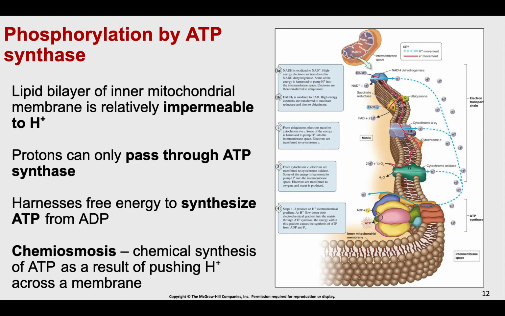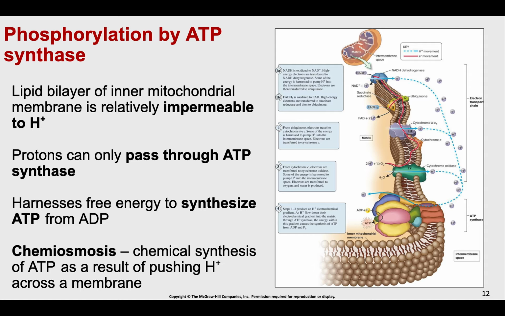In our inner mitochondrial membrane here, we have a lipid bilayer, no different than what we've seen in the plasma membrane, and it's relatively impermeable to protons. Because it's impermeable to protons, in order to pump them out, you need those protein pumps and those protein complexes. But in order to pump them back in, we also need some sort of a pump. In this case, that pump is ATP synthase.